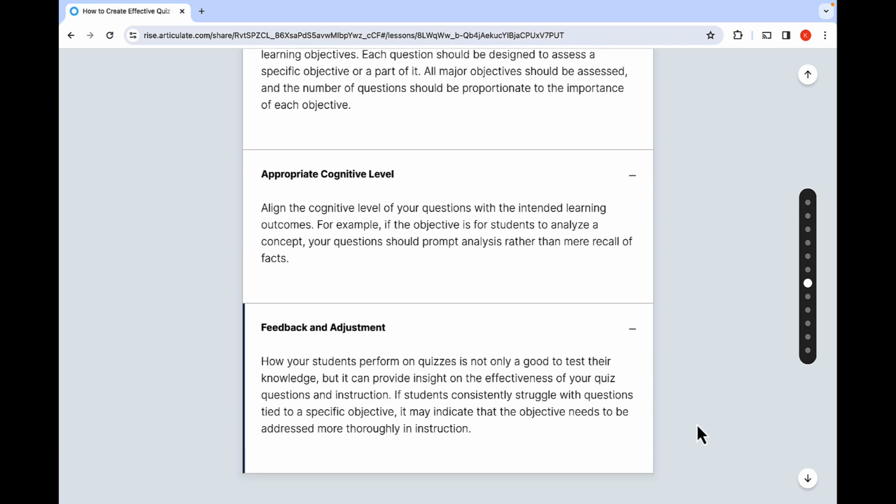How your students perform on quizzes is not only a good test of their knowledge, but it can provide insight on the effectiveness of your quiz questions and instruction. If students consistently struggle with questions tied to a specific objective, it may indicate that that objective needs to be addressed more thoroughly within your instruction.